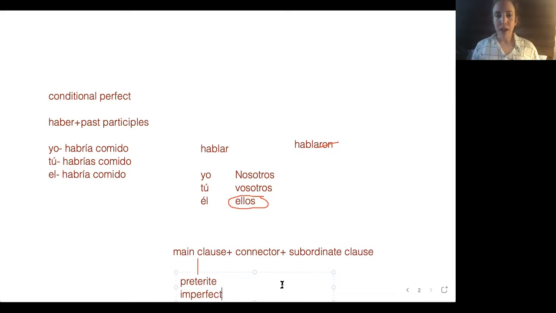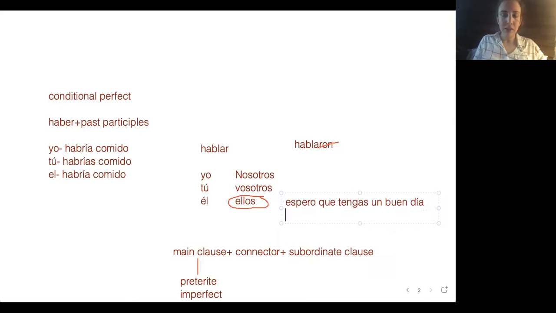Let me give you an example. I say, espero que tengas un buen día. I hope you have a good day. If you think about it, I'm hoping right now that in the near future, I hope you have a good day.